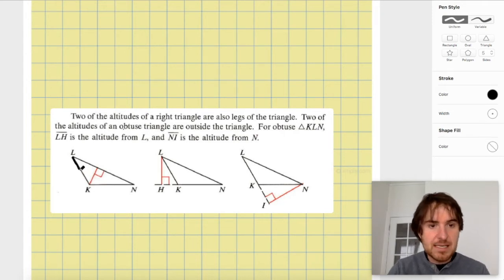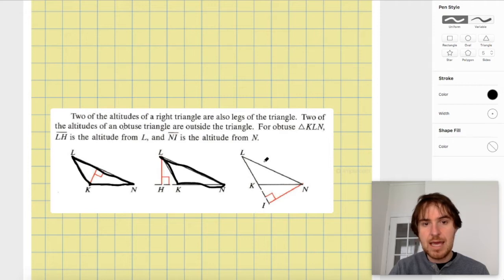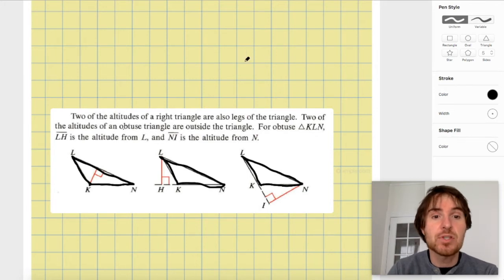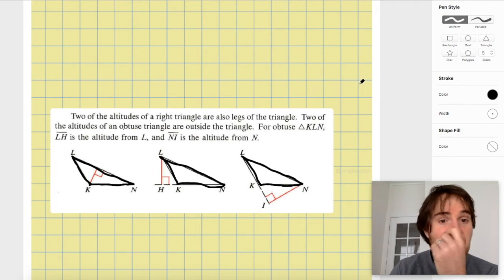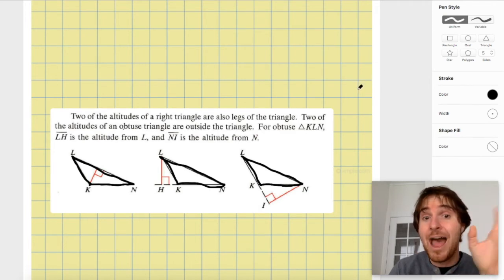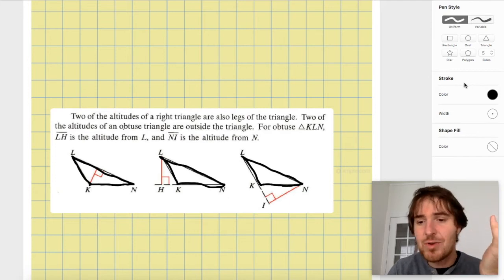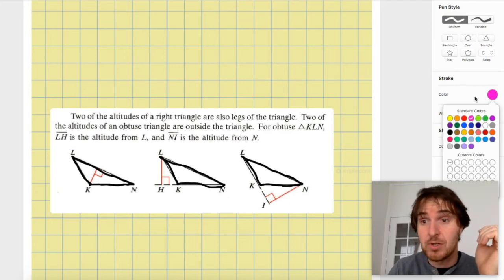So this is triangle LKN right here. Any triangle has 3 altitudes, and these will be things we study this year. We're just introducing them today. 2 of the altitudes of a right triangle are also legs of the triangle. Anyways, I'll get to that in a second. But 2 of the altitudes of an obtuse triangle are outside of the triangle, okay? So your altitudes are kind of weird. A lot of people are just like, well, where's the altitude? How do I draw them? It takes some practice to do that, okay?